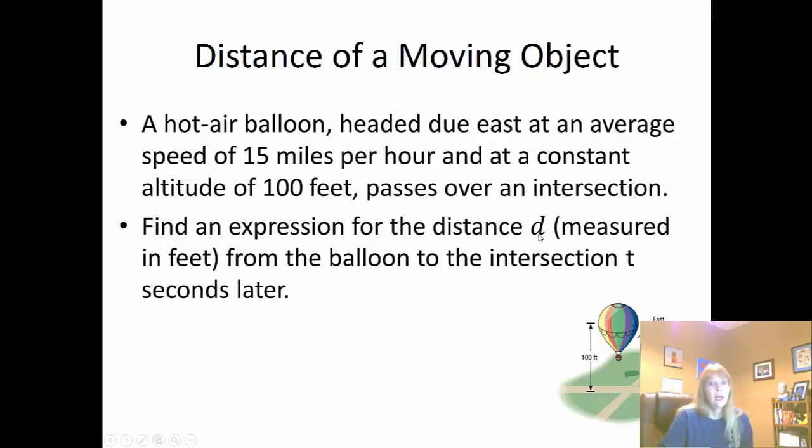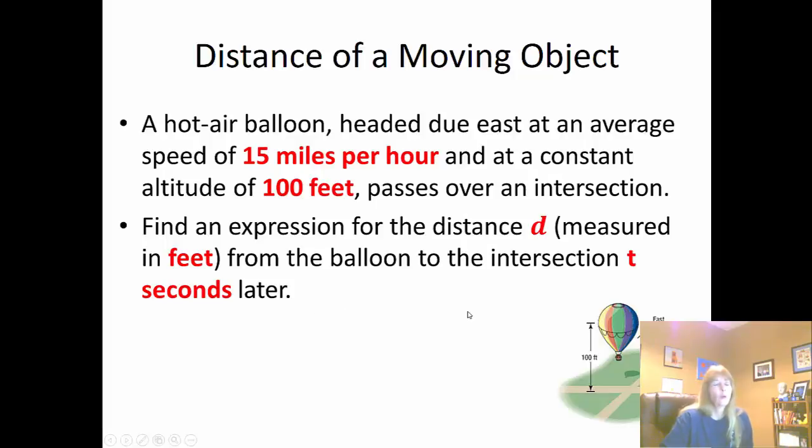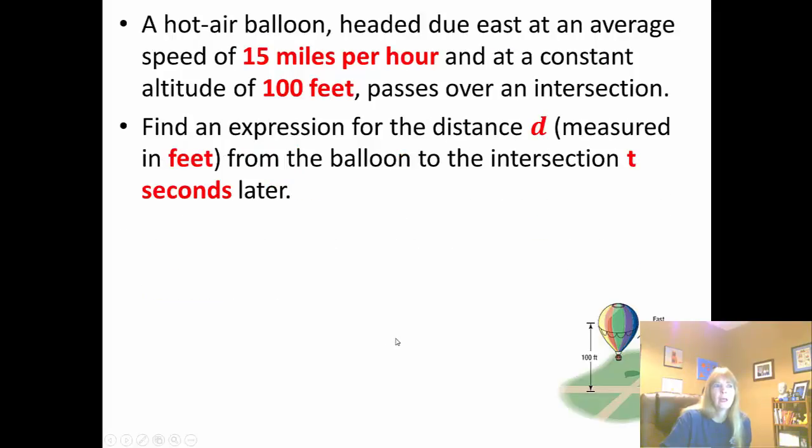So, hey, sounds like I'm going to use the distance formula, from the balloon to the intersection t seconds later. So when I read a word problem, I'm just like you. I'm going, there's too many words. So I kind of go through and see the information that's going to be useful to me, and I highlight that information.